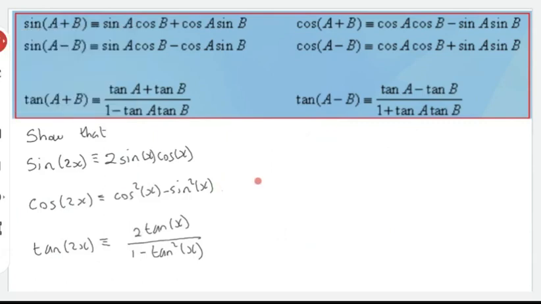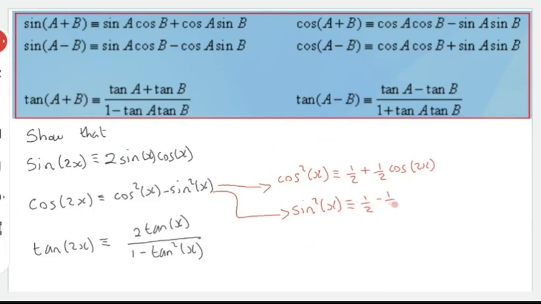And then if you manage to do those, from this identity, could you prove that cos squared x is identical to a half plus a half cos 2x? And can you also prove that sine squared x is identical to a half minus a half cos 2x?